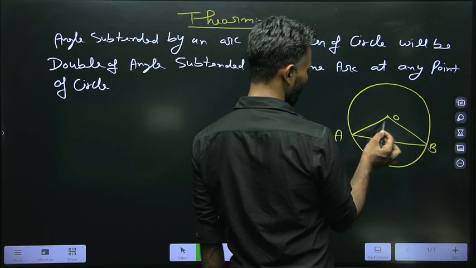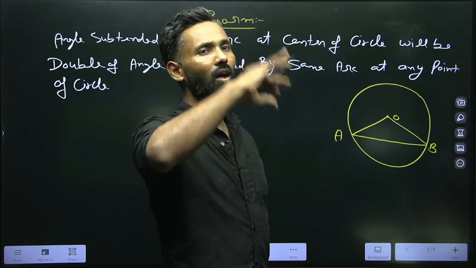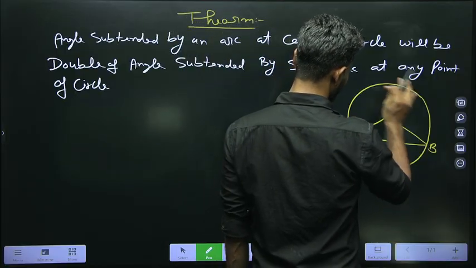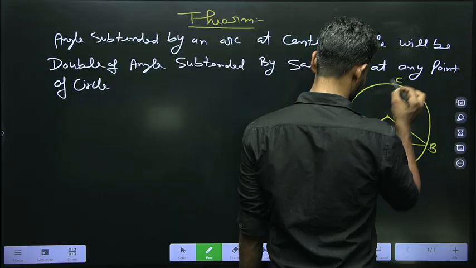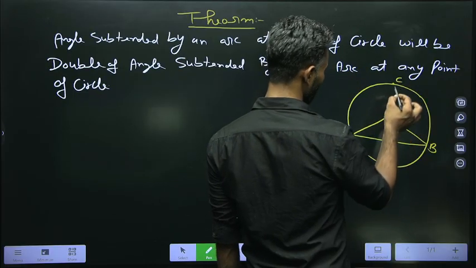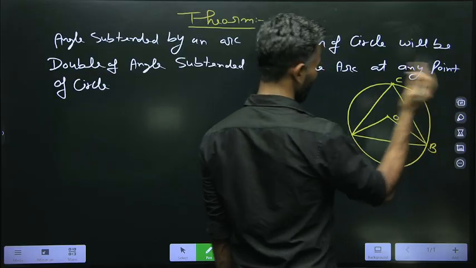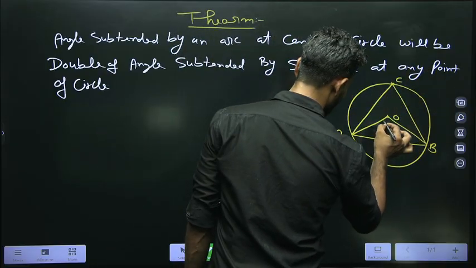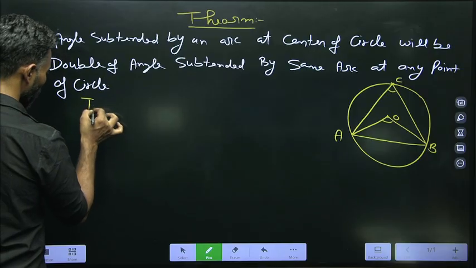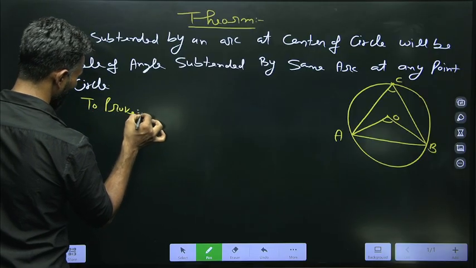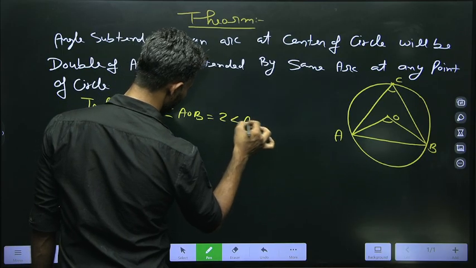So the angle subtended at the center will be AOB. This angle will be double the angle subtended by the same arc at any point of the circle. So I am going to take any point on the circle on the opposite side of this arc. I am taking a point C over here. So the theorem says that the angle subtended at the center will be double the angle subtended by the same arc at any point of the circle. So what do we have to prove? We have to prove that this angle is double that one. So I am writing here, we have to prove that angle AOB is twice angle ACB.